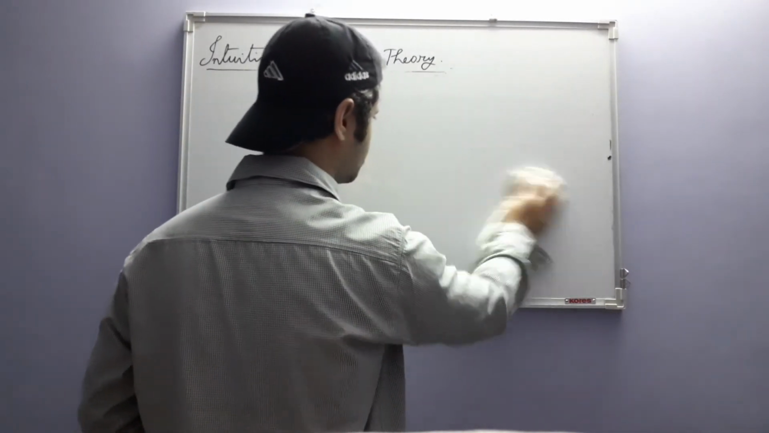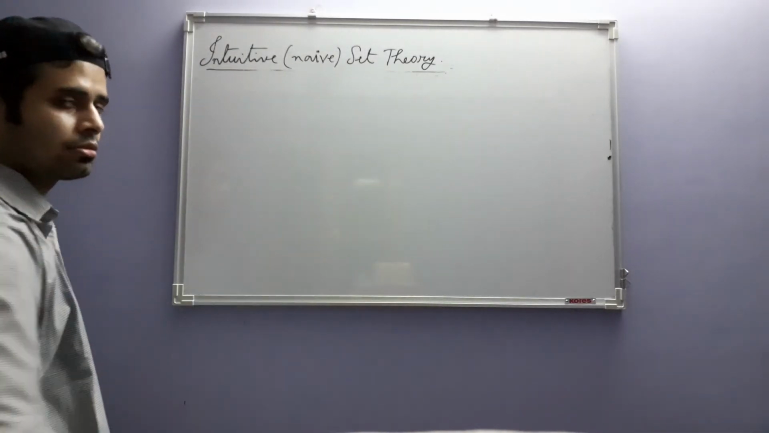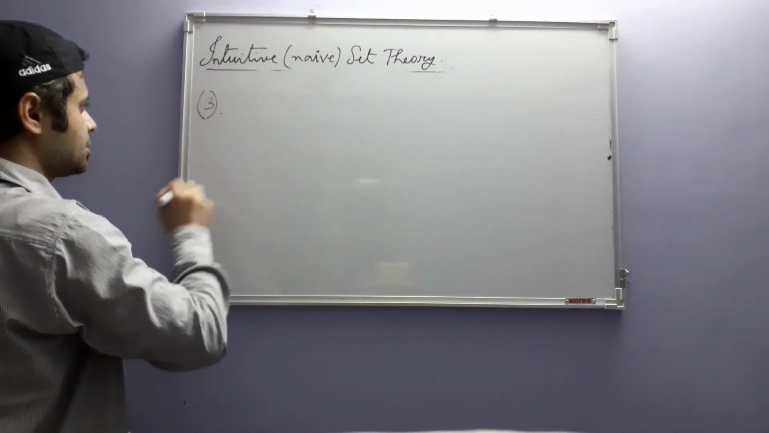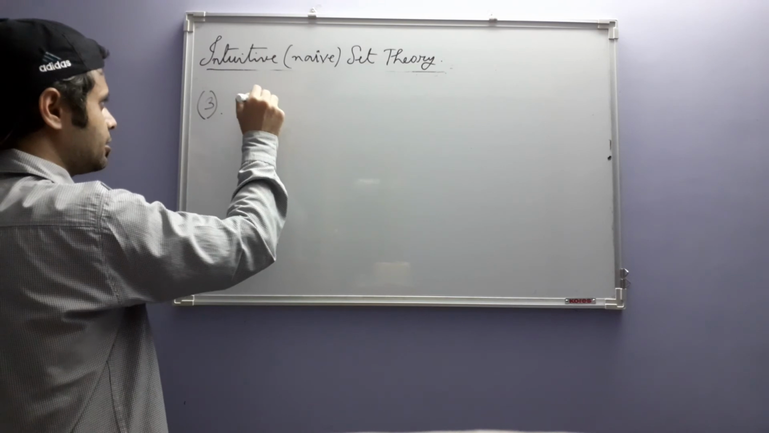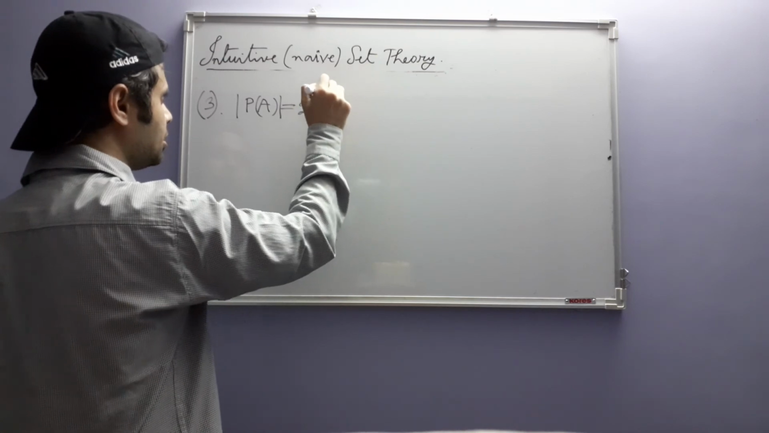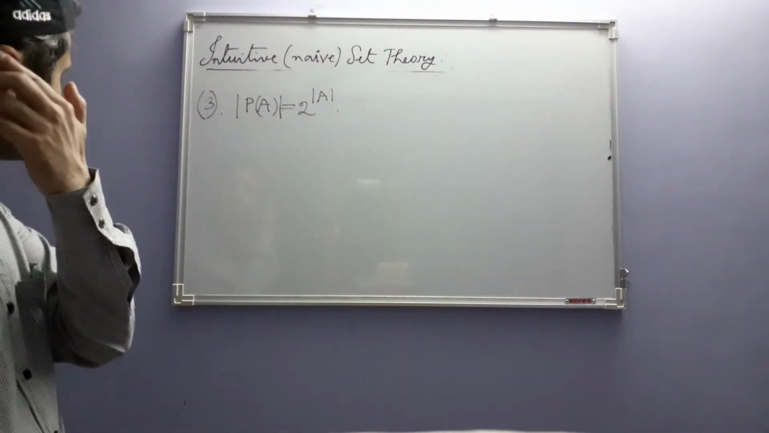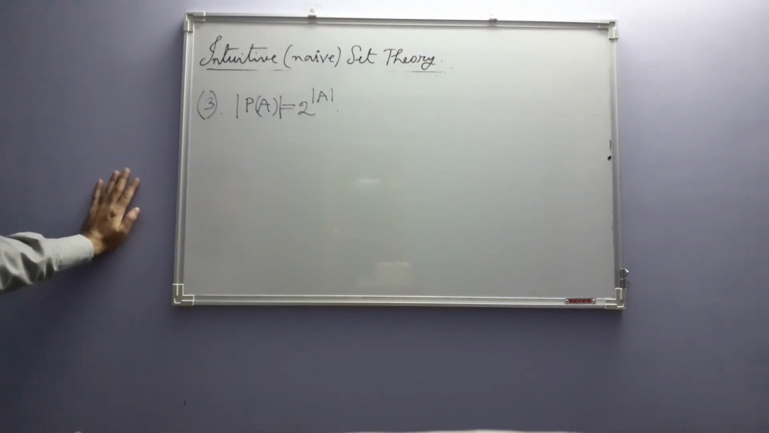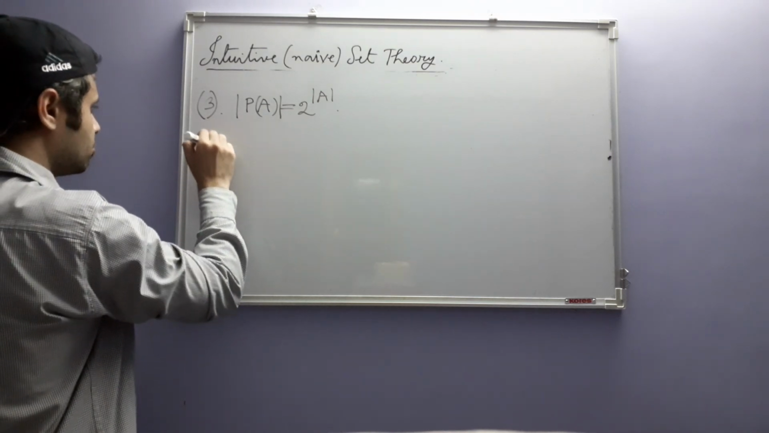And the third one is also quite interesting, and that one also needs induction. So the third one says cardinality of the power set of A is equal to 2 to the power cardinality of A. Right? Give me a moment. So we now want to prove this one, right? So proof.